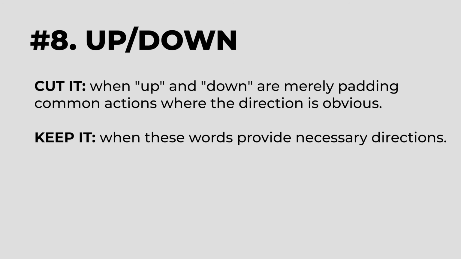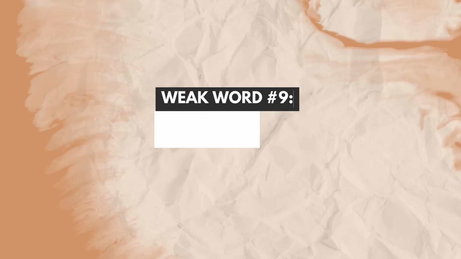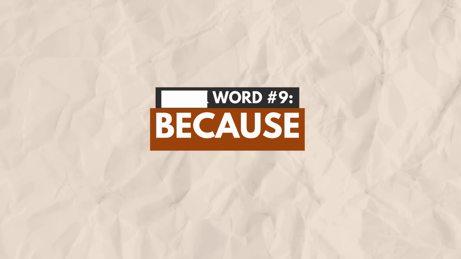Keep it when these words provide necessary directions. Weak word number 9, because. This word has a bad habit of sneaking its way into your writing and bridging 2 actions without forcing you to make that connection on purpose for us, explaining why one thing leads to another.